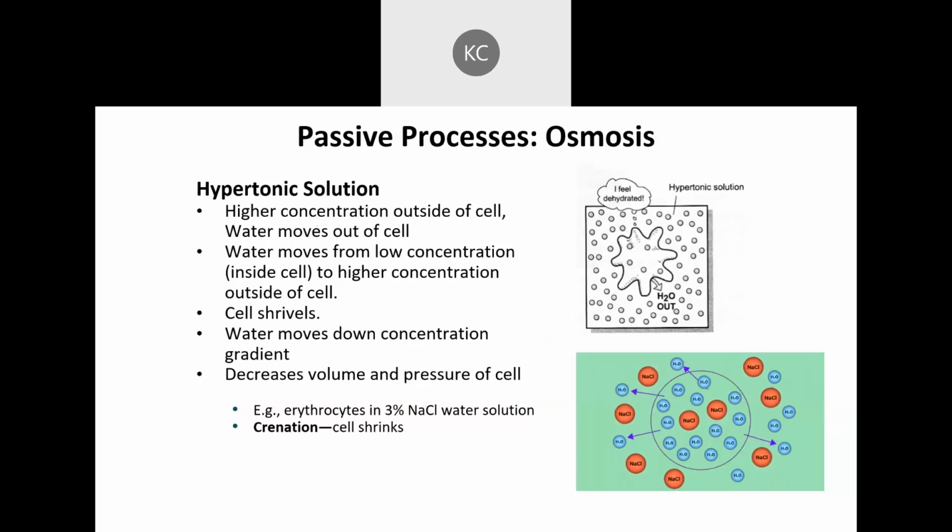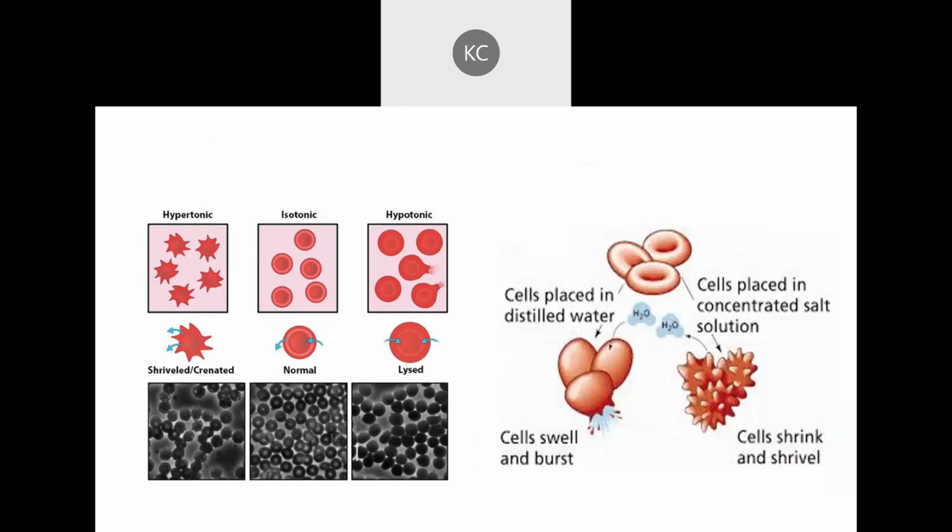Okay, this is what would happen if you placed the red blood cells in a 3% saline, or 3% sodium chloride solution. The solution has a greater concentration of solutes than the red blood cell, and so water naturally is going to move out of the red blood cell and into the surrounding environment, causing the cell to shrink and shrivel. Okay. All right. So you can see this example here.